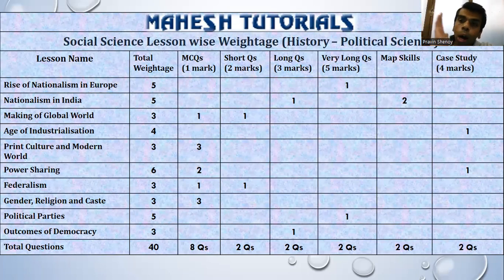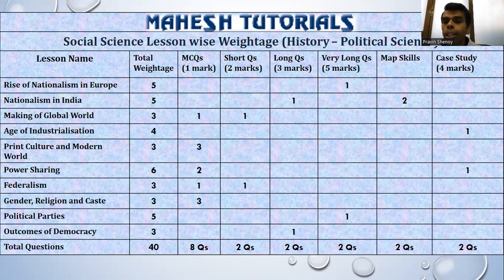History and political science out of the 80 marks paper will be for 40 marks, and geography and economics will be for the another 40 marks. Now, this 40 marks of history and political science will be further divided as 20 marks of history and 20 marks of political science. Of the 20 marks of history, 5 marks are for rise of nationalism in Europe. And for this 5 marks you will get one very long answer question.